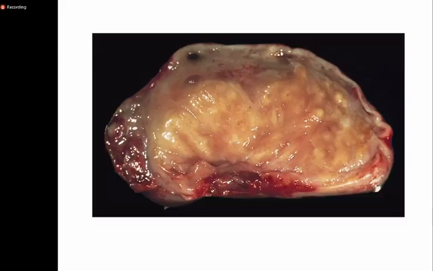So this is an image to show the ovary as a bag of pus. You can see the yellow stuff in this sort of cystic space, or a collection of pus in the ovary. So this is an ovarian abscess.